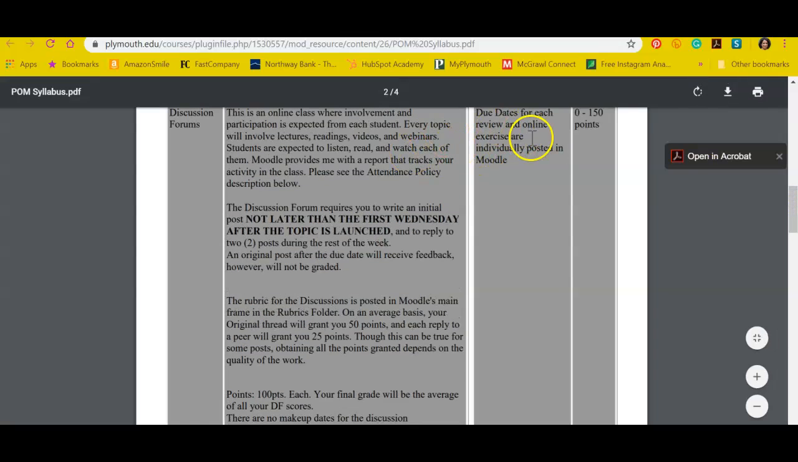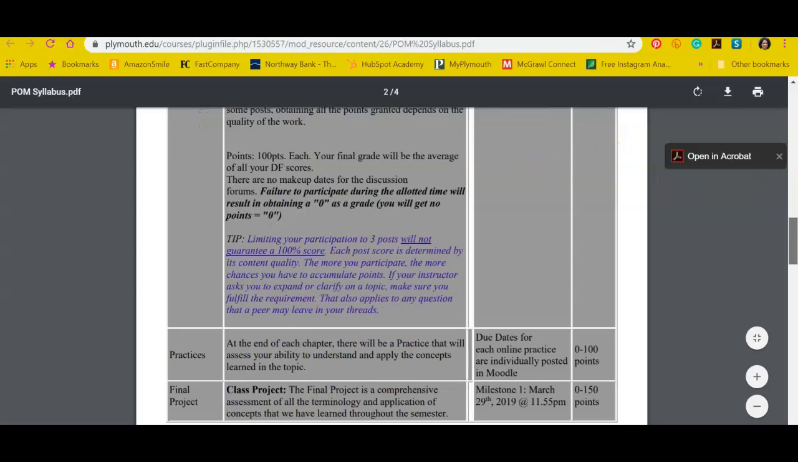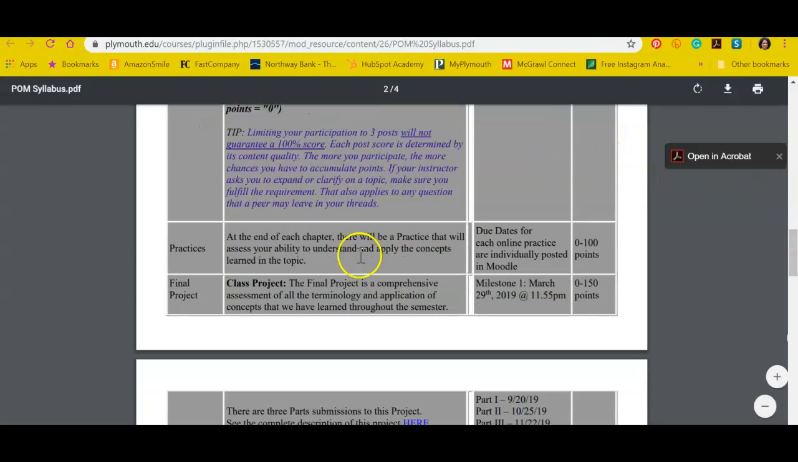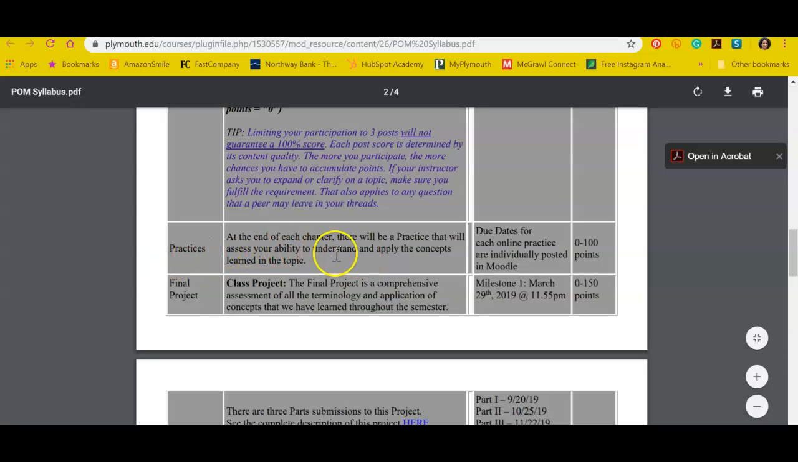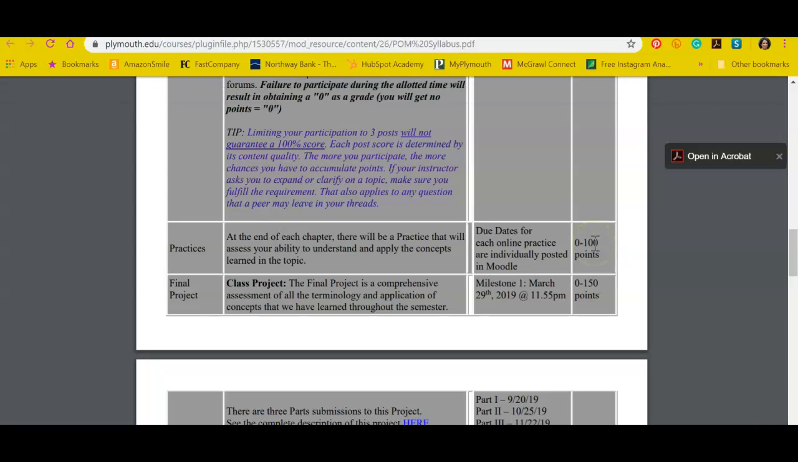Then you have here the grades and how I am going to grade your work. At the end of each chapter, you're going to have a practice, and these practices are going to be worth 100 points of your final grade. This is just a way of reinforcing the learning and making sure that you understand everything.